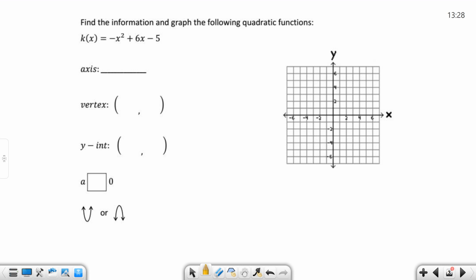So here's another one. What is A? What is B? What is C? A is -1, B is 6, and C is -5.